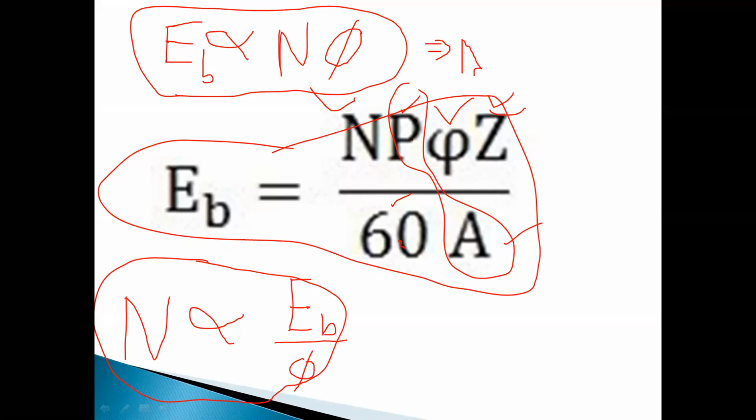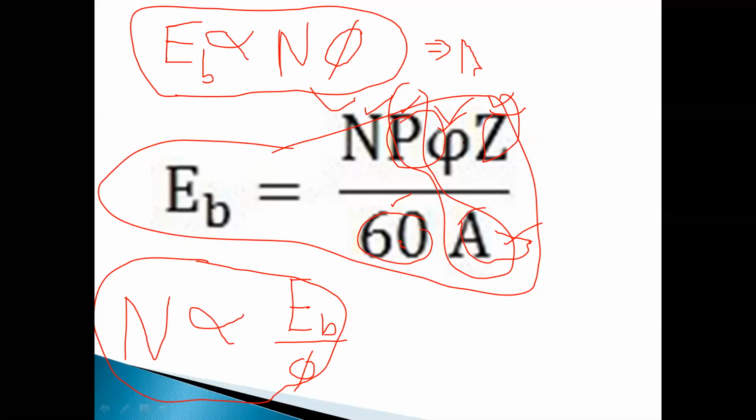Once the machine is designed, the poles are fixed, so this is constant. Poles are constant, conductors are constant, parallel paths are constant, and the 60 is also constant. Therefore, back EMF is proportional to speed and flux. If you change the speed of the motor, back EMF changes. If you change the field flux, back EMF changes.